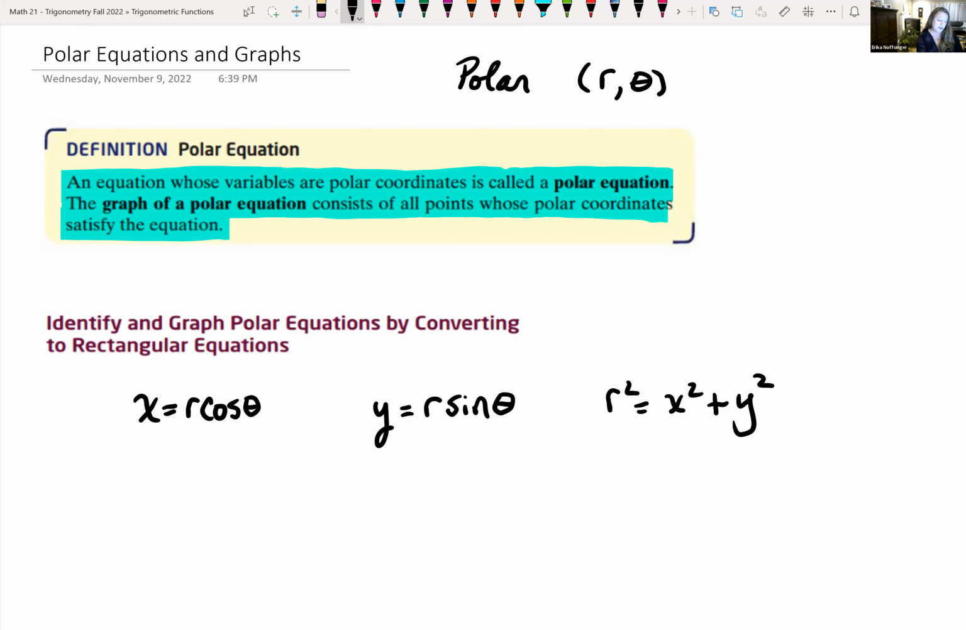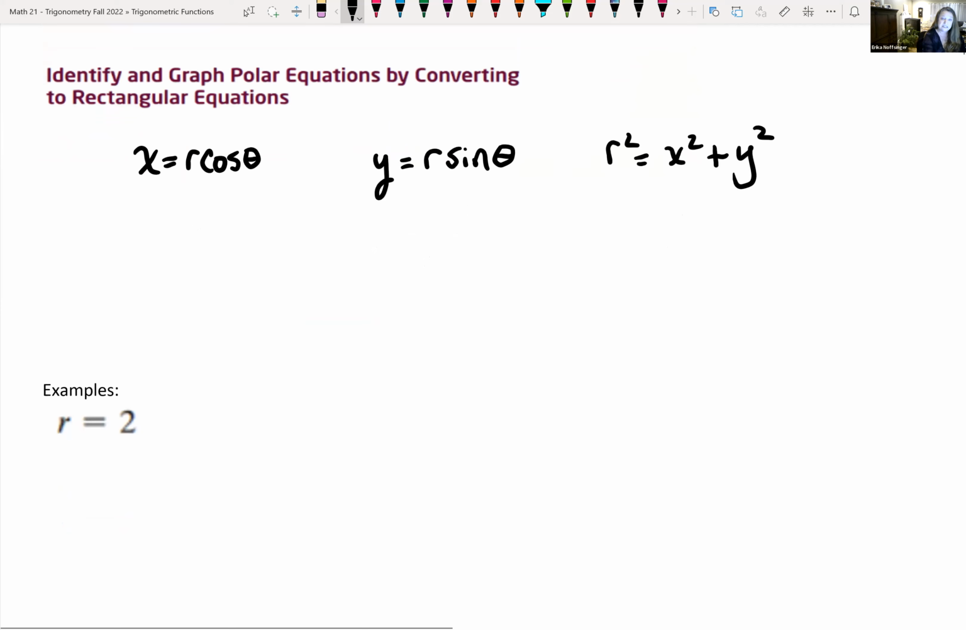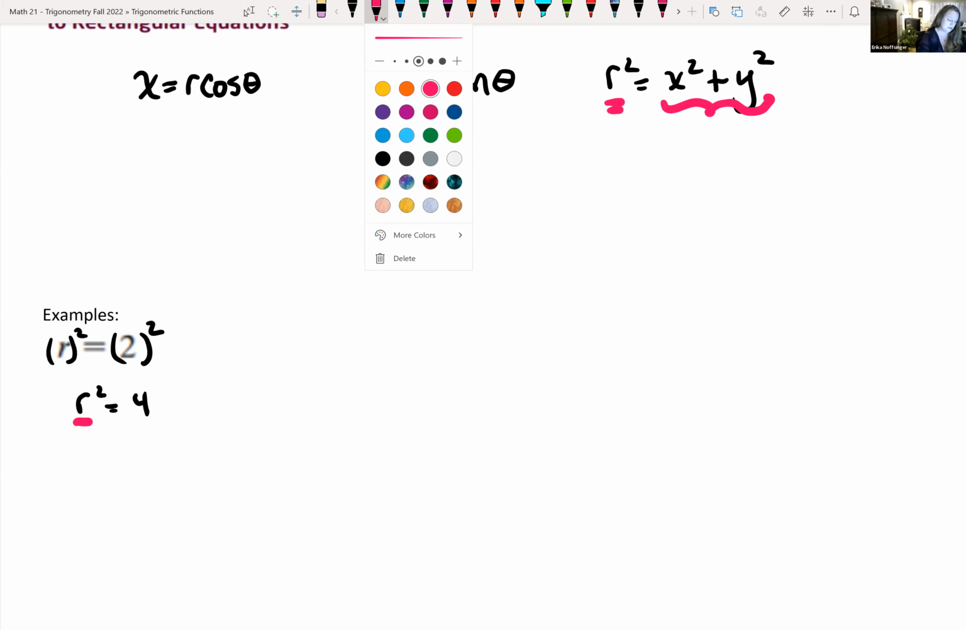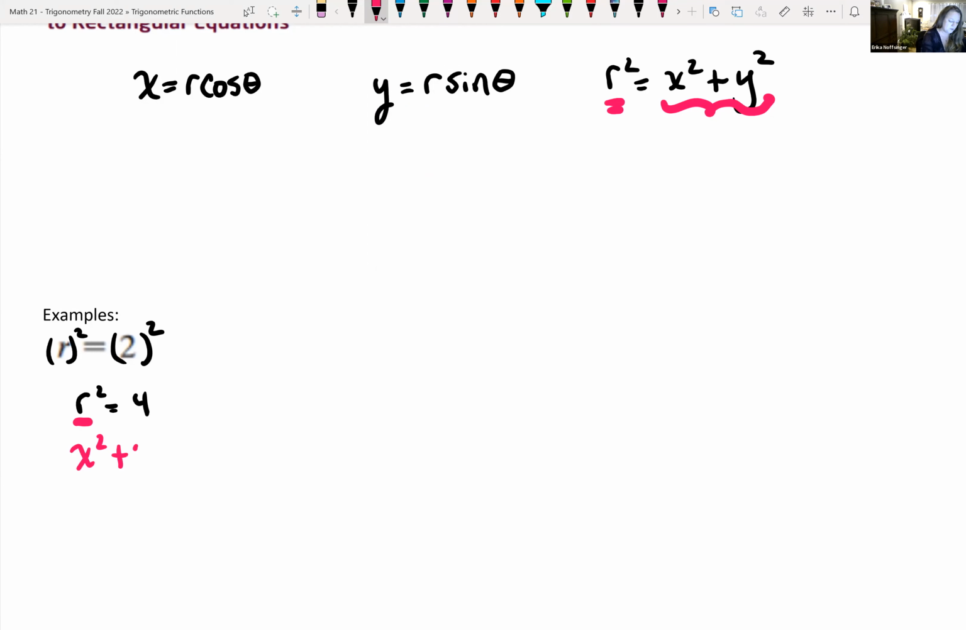So let's look at the following equation. In this example, we have r is equal to 2. So we want to rewrite this. I know that r squared is equal to x squared plus y squared. So since this is an equation, I can square both sides of my equation to manipulate this to look like what I want it to look like. Squaring our r and squaring our 2, we get that r squared is equal to 4. So let's now do substitution. We know r squared is equal to x squared plus y squared. So let's replace this r squared with x squared plus y squared. So we have x squared plus y squared is equal to 4.